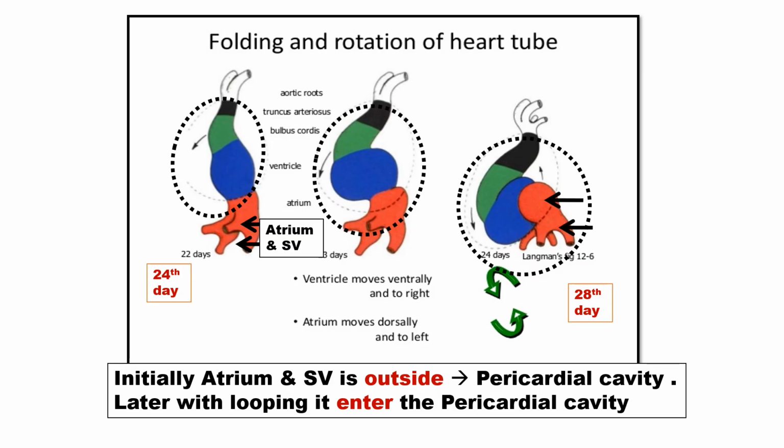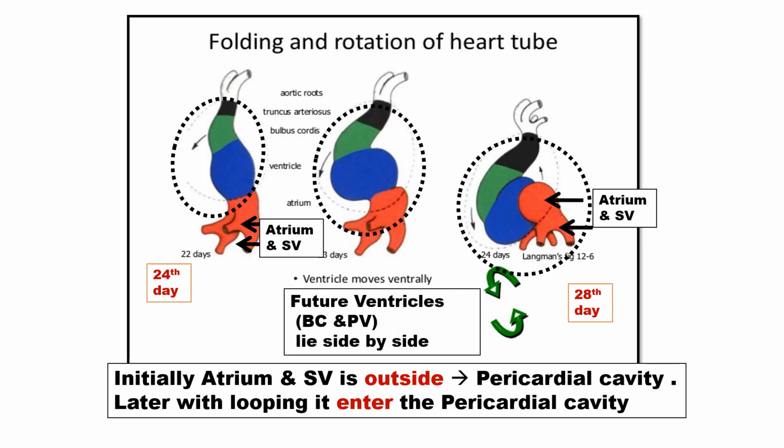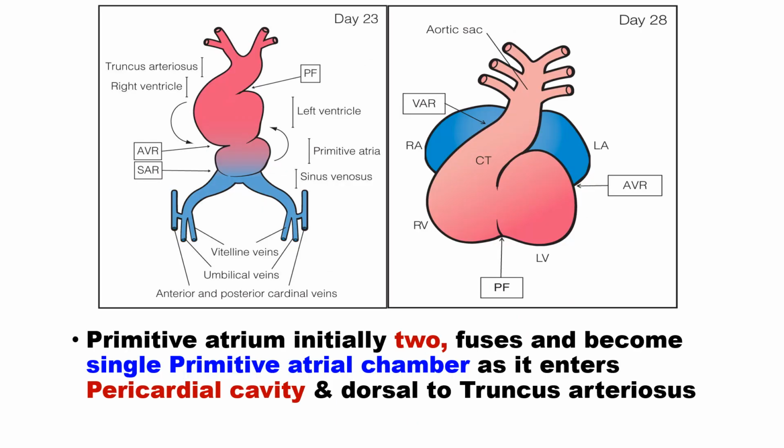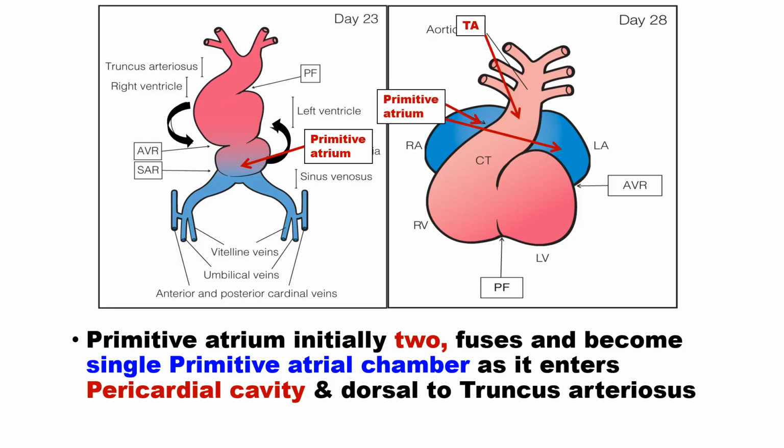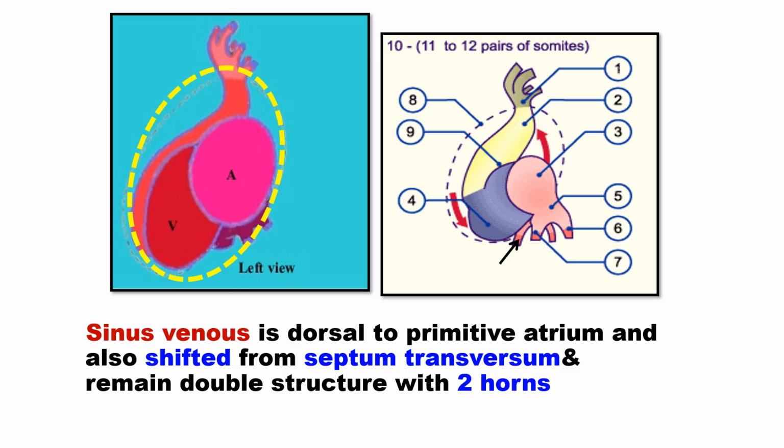Later, with the looping, they enter the pericardial cavity. The future bulbus cordis and primitive ventricle, which forms the future ventricles, lie side by side. The primitive atrium, initially two, fuses and becomes a single primitive atrial chamber as it enters the pericardial heart tube and comes to lie dorsal to the truncus arteriosus.